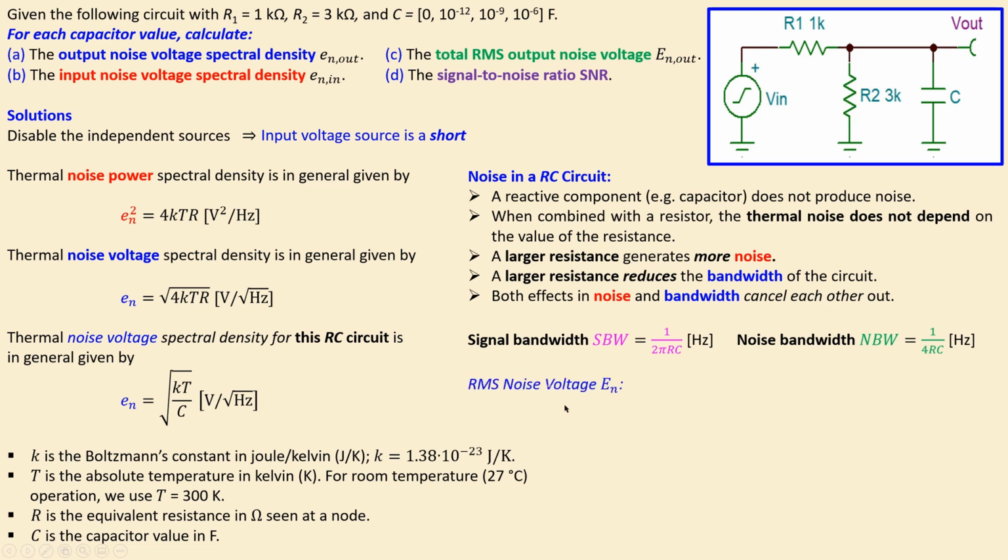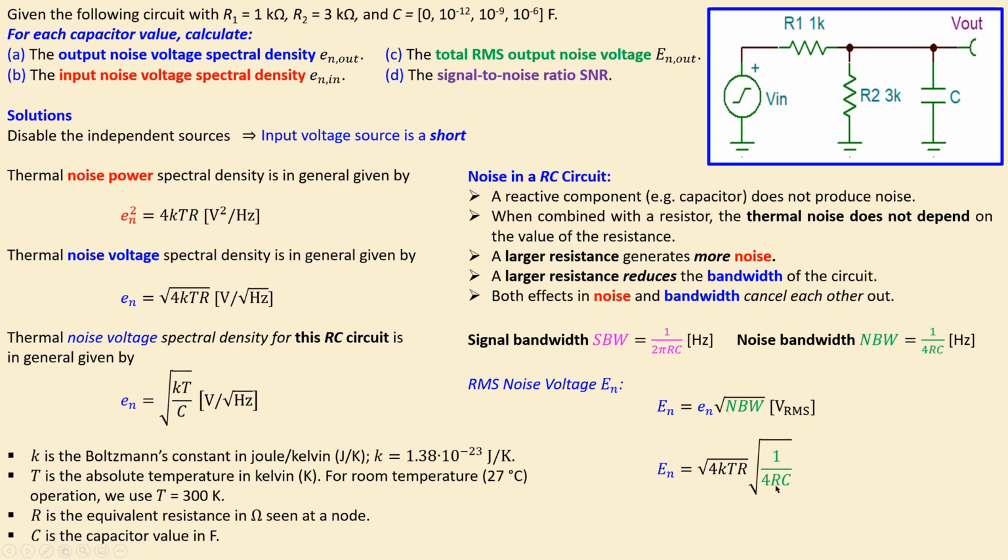Now, let's look at the RMS noise voltage, which will be given by this expression. It has a value in volts RMS, and that will be the noise voltage spectral density times the square root of that noise bandwidth. So this E sub n is given here, and the noise bandwidth is shown here. If I now substitute those values, I have the square root of 4kTR, and I have the square root of 1 over 4RC.